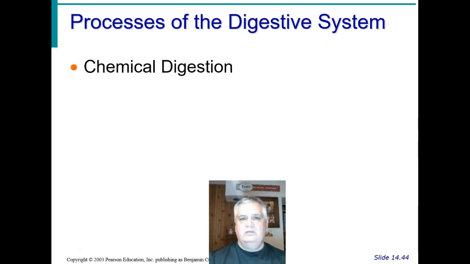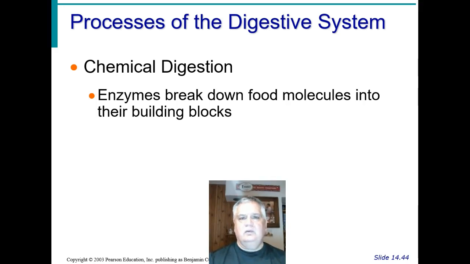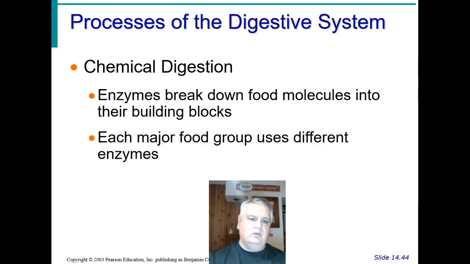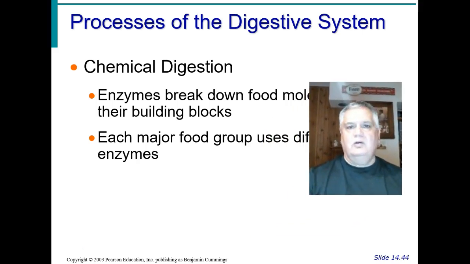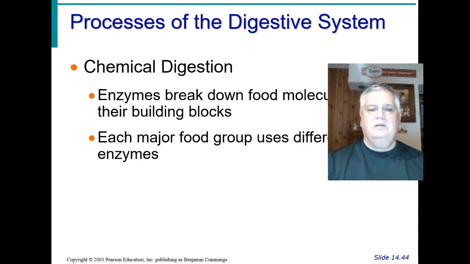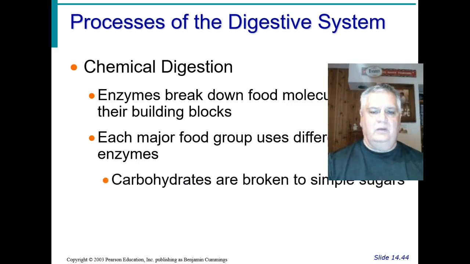Our next process is, in fact, chemical digestion. Chemical digestion is going to involve enzymes. Enzymes are going to catalyze the chemical reactions that are going to result in the breakdown of the food into their building block units. So proteins into amino acids, carbohydrates into simple sugars, fats into glycerols and fatty acids. Now, remember that enzymes are specific, so each major food group, proteins, carbs, fats, they're all going to need a different type of enzyme to digest that food group.